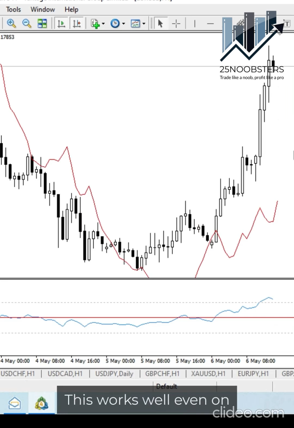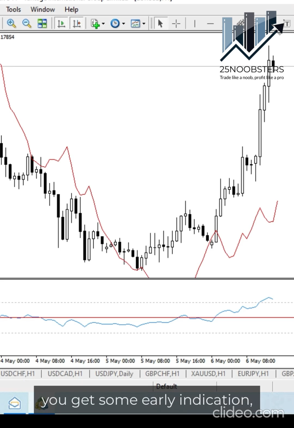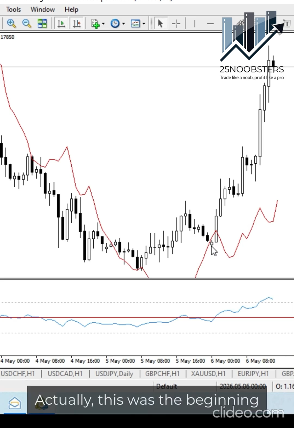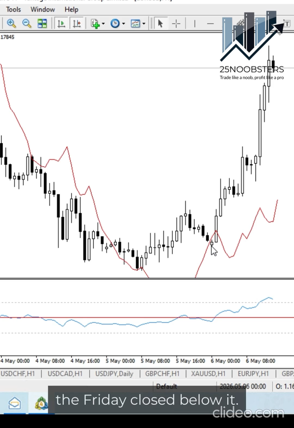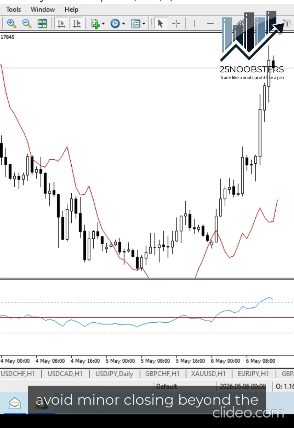This works well even on the 1-hour time frame. But sometimes on the 1-hour time frame, you get some early indication, which sometimes is a false signal. For example, here price came below this and price actually looks like it closed. Actually, this was the beginning of Monday, so we cannot say that Friday closed below it, but we can certainly say that Monday started below it. So sometimes we have to avoid minor closings beyond the indicator.